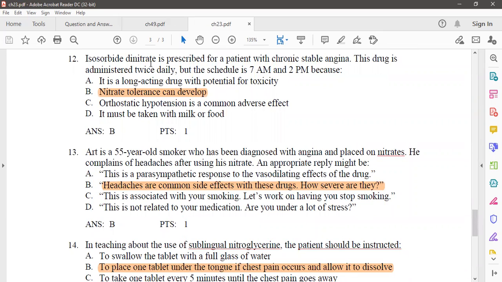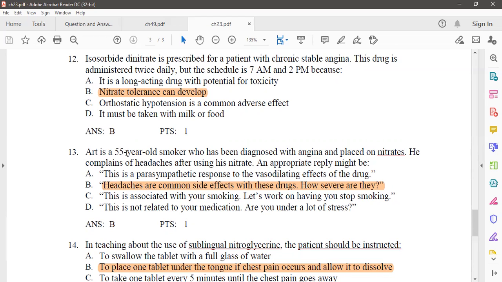Isosorbide dinitrate is prescribed for a patient with chronic stable angina. This drug is administered twice a day, but scheduled at 7 a.m. and 2 p.m. because nitrate tolerance can develop.